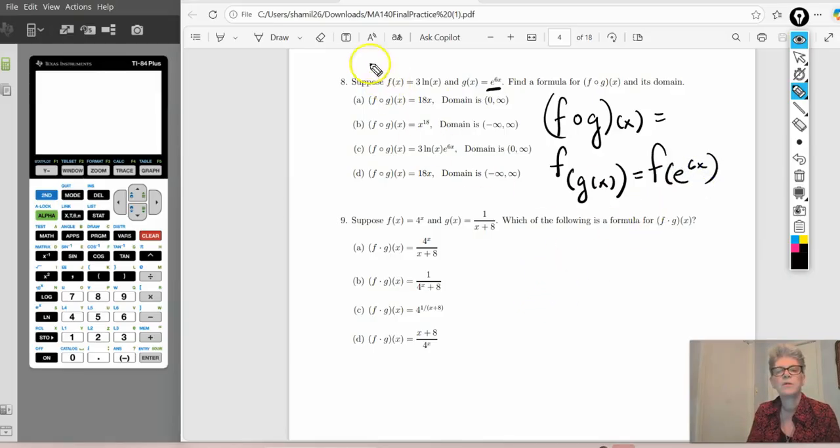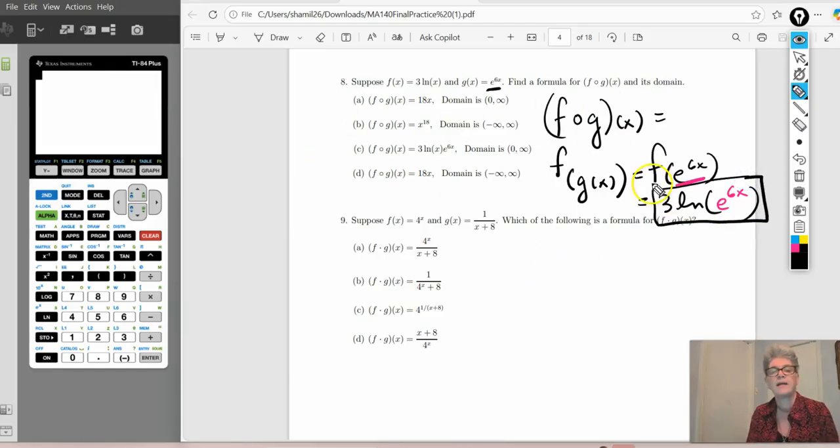And so what we're going to do is we're going to rewrite the formula for f, and everywhere there's an x in there, just leave a blank, because now we want to evaluate f at e to the 6x, and so that's what's going to go in here. Okay, so I have the formula, and this is a correct answer, but if you look at the selections, it doesn't look like any of those.